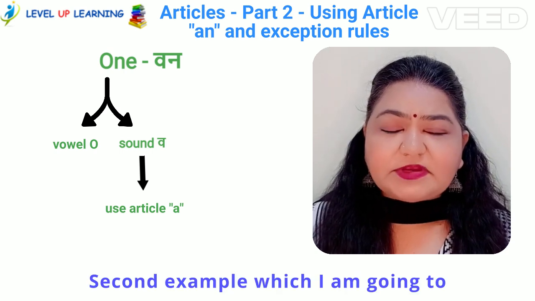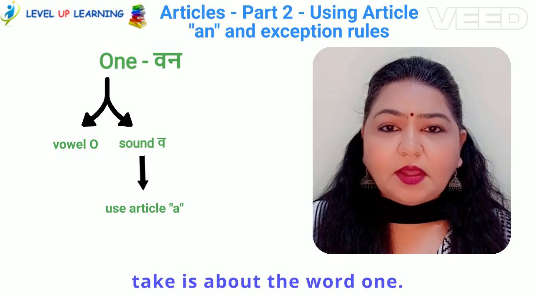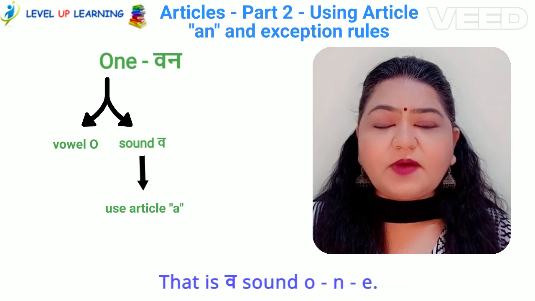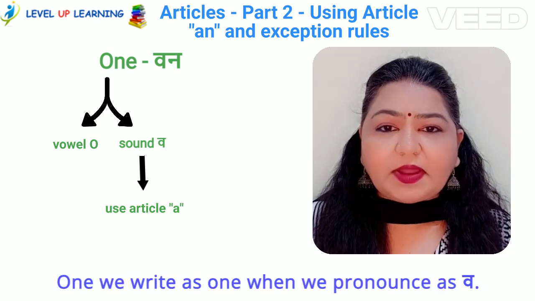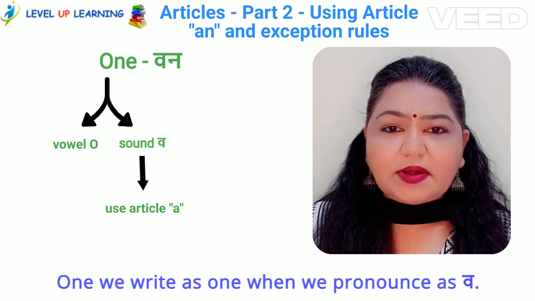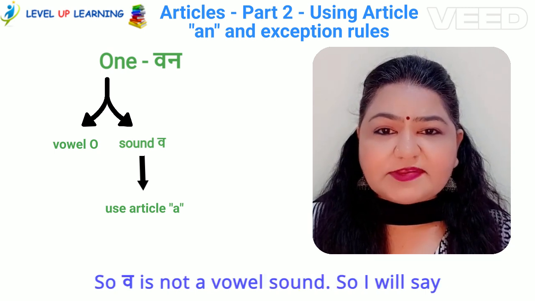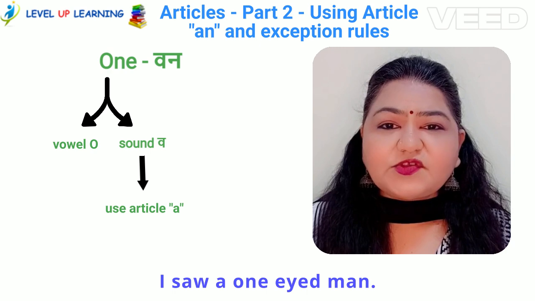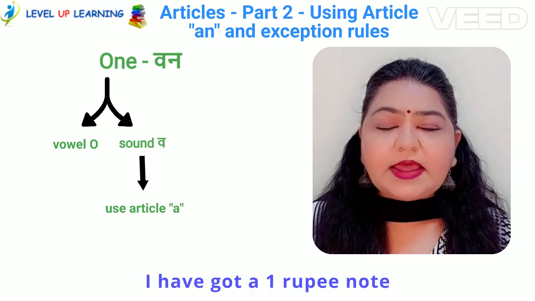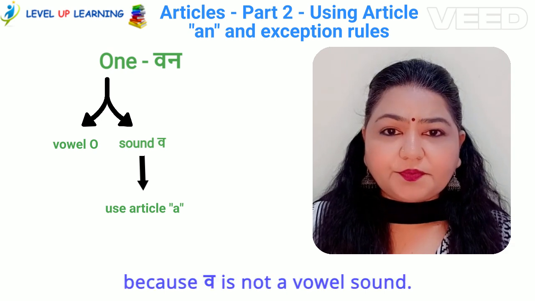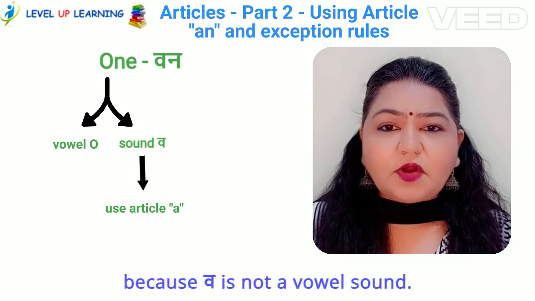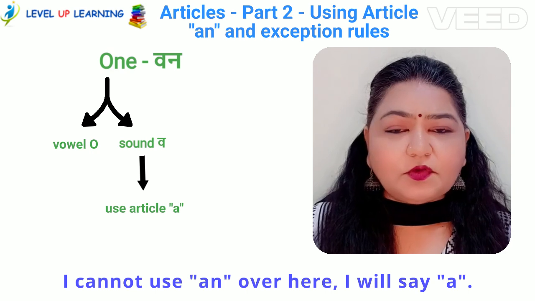Second example which I am going to take is the word one, that is a "wa" sound. We write it as O-N-E, one, but we pronounce it as "w". So "w" is not a vowel sound. So I will say I saw a one-eyed man. I have got a 1 rupee note. Because "w" is not a vowel sound, I cannot use "an" over here.